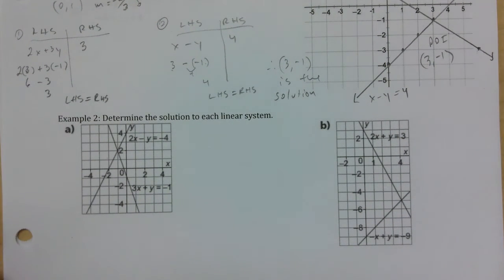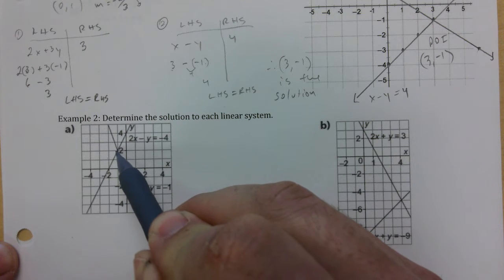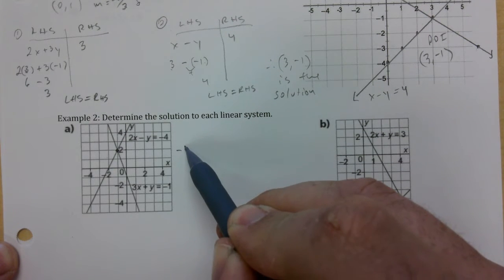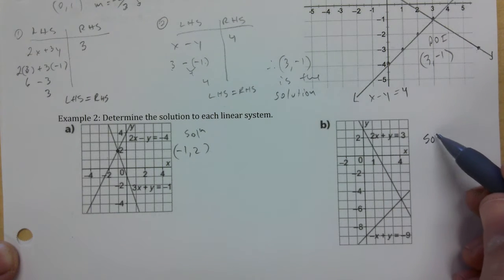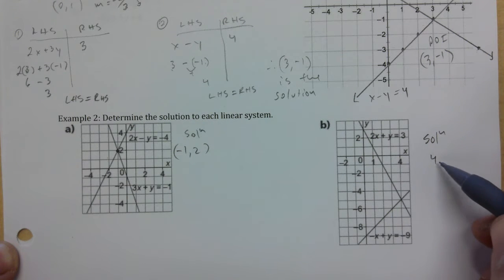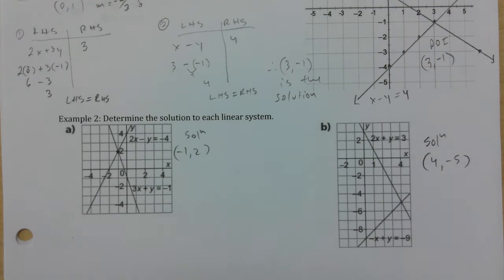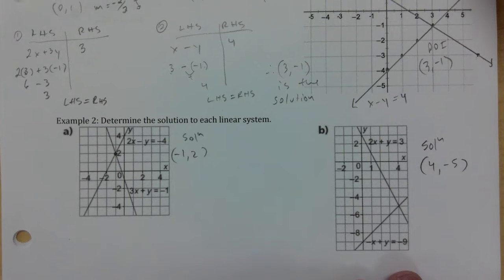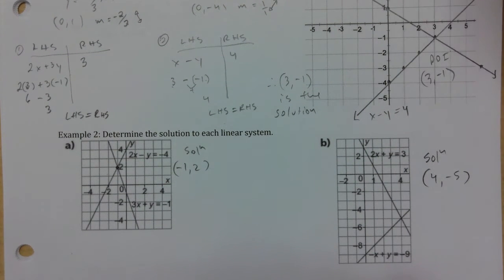And this one, it should be pretty straightforward. Determine the solution in each system. So this would be negative 1, 2, right? And here the solution is 4, negative 5. Yes, you probably should be plugging it in, but we're just going to leave it. So there you have the solutions to this last portion of graphing, solving by graphing.